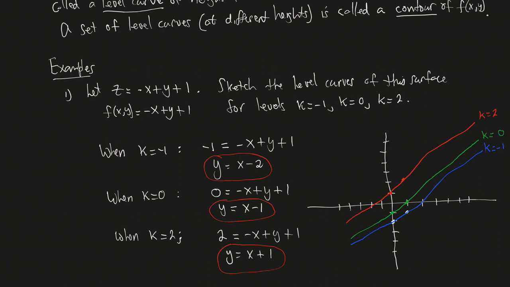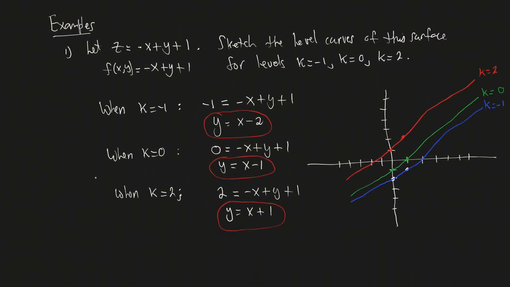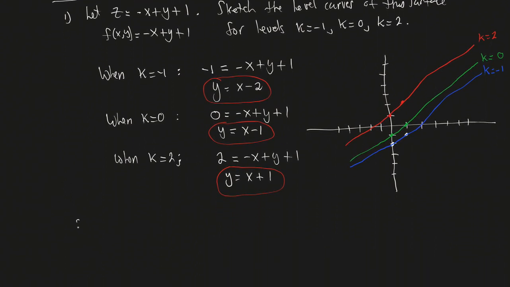Here's one that's a little bit more interesting. So let's try something like this. For this surface, f of x, y, let's make it x squared plus y squared, like that.